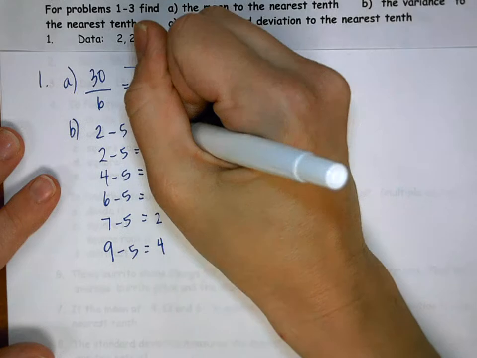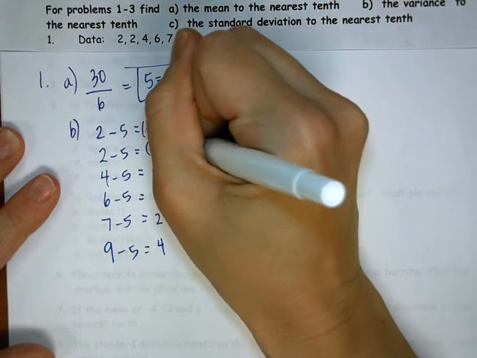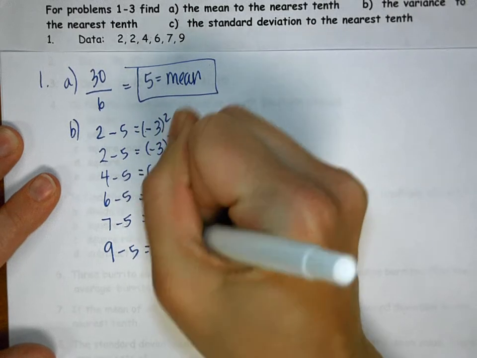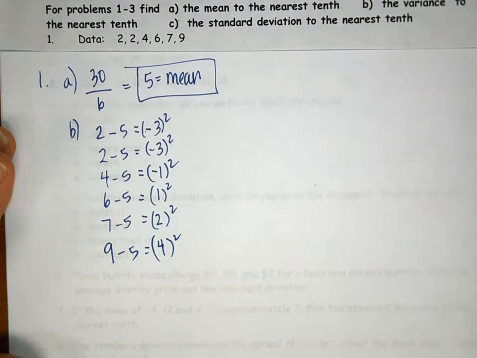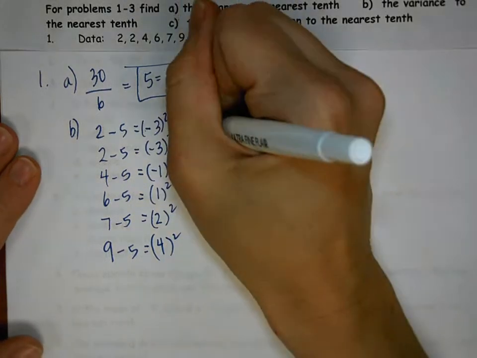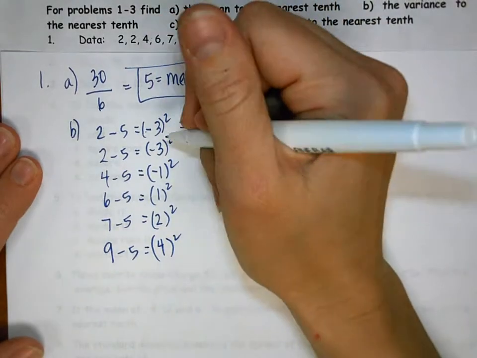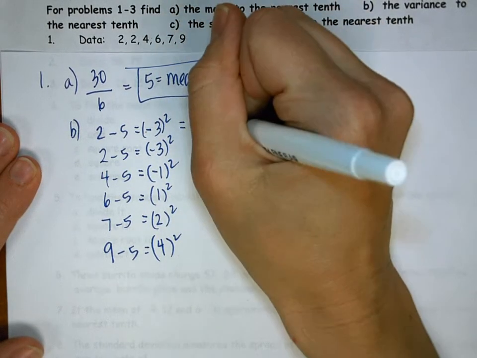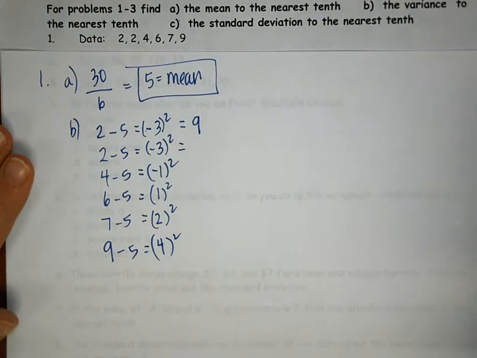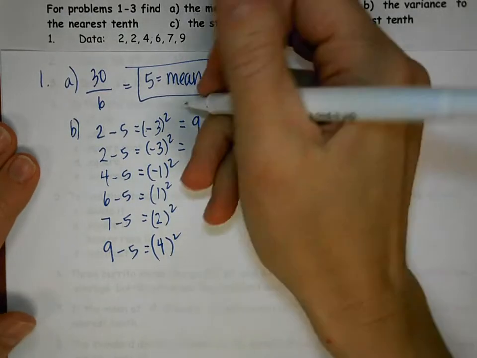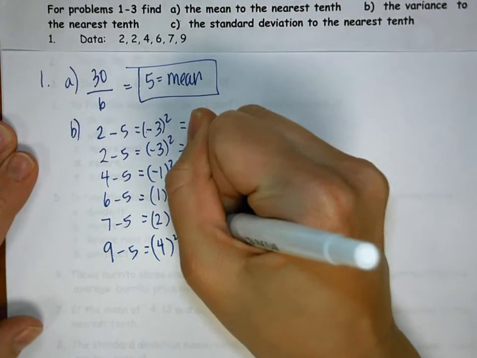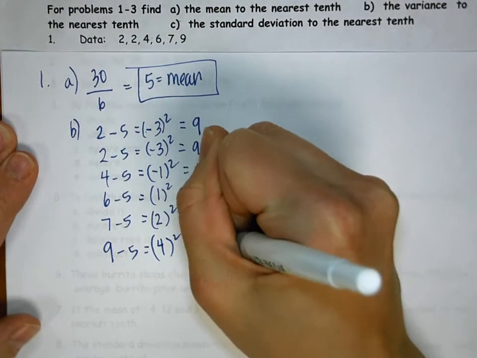Square them. So I'm just going to keep those numbers like that and square them. I'm not going to rewrite them again because that would be a waste of my time. We don't want to waste your time because it's very valuable. So negative 3 squared is 9. And all these should end up being positives, because when you square a negative, it becomes a positive. So we have another 9. We have 1, 1, 4, and 16.